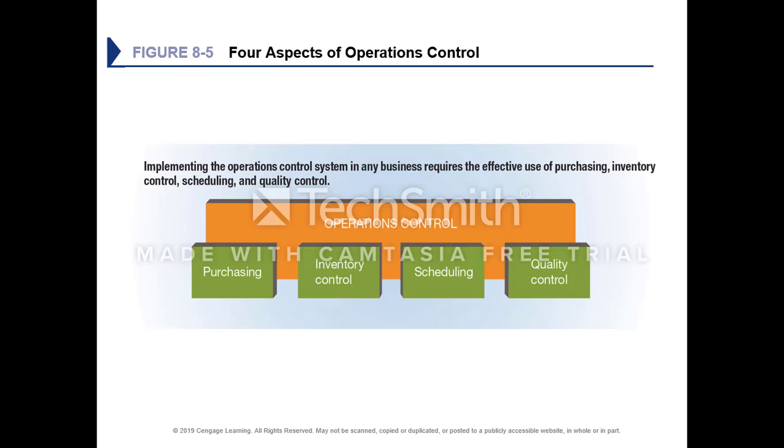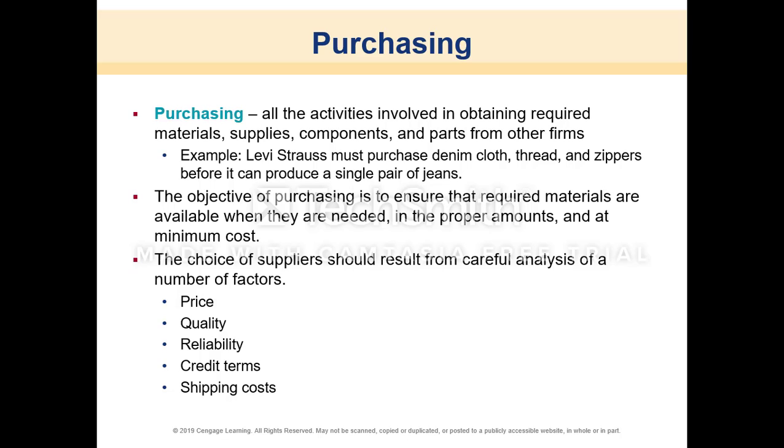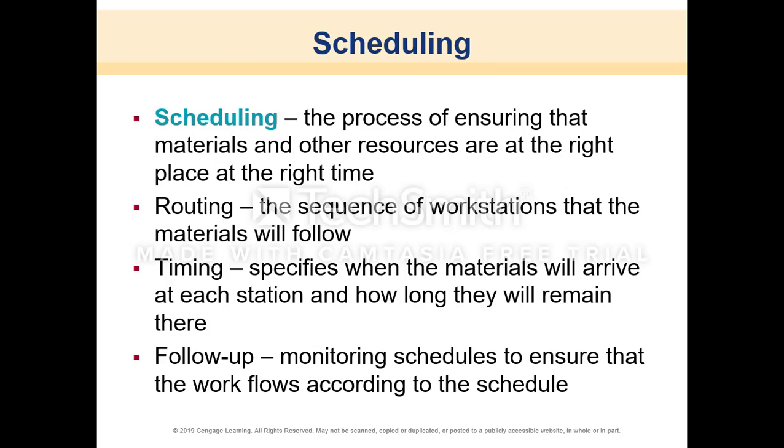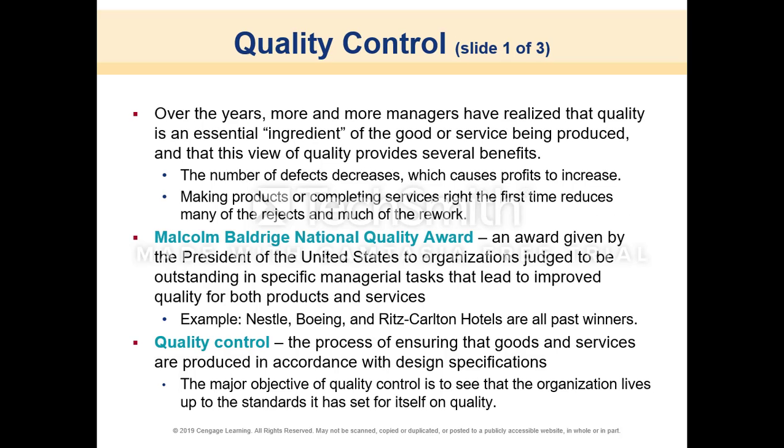And so here are the 4 aspects of operations control. And we'll talk about each of these individually. First, now that they're ready to begin the production process, there are 4 areas of operations control. There's purchasing, inventory control, scheduling, and quality control.